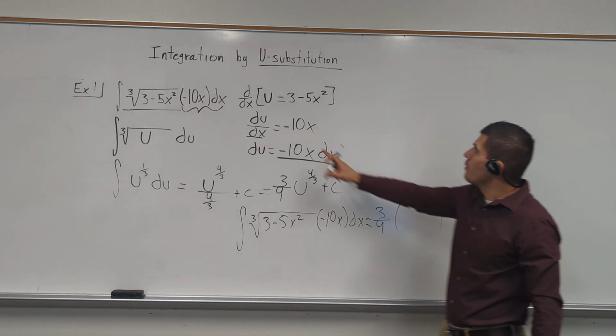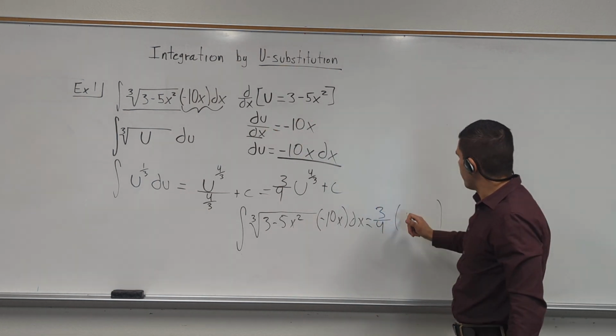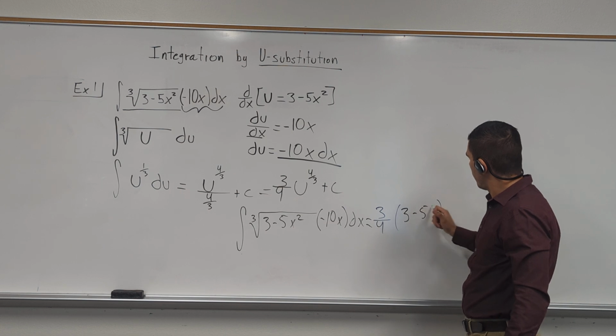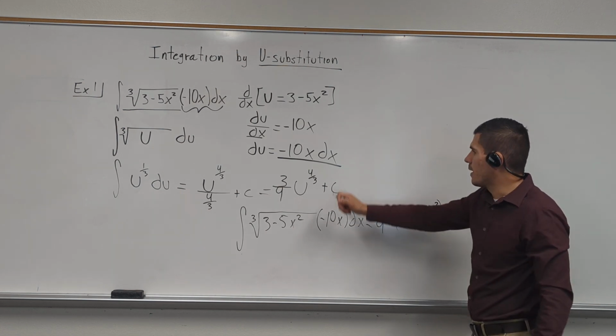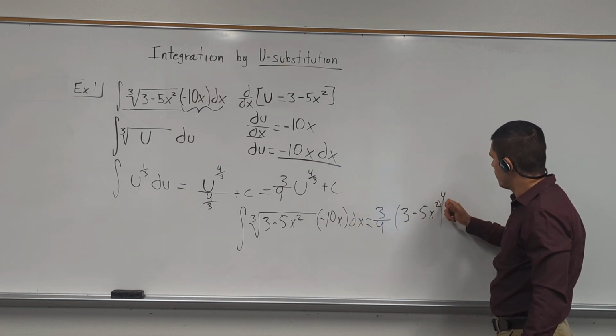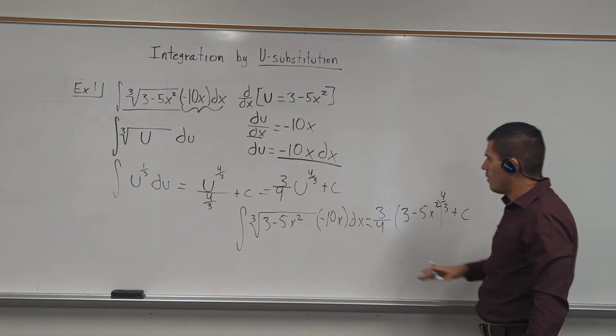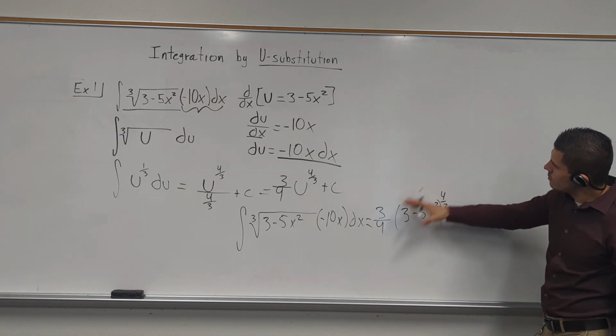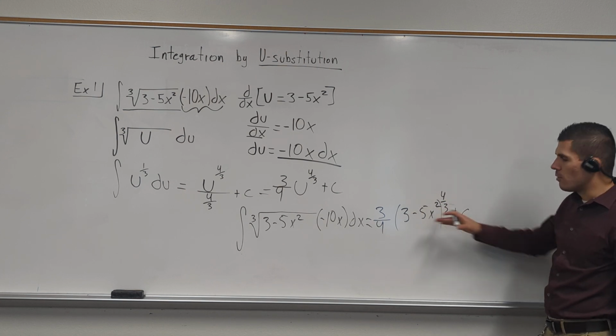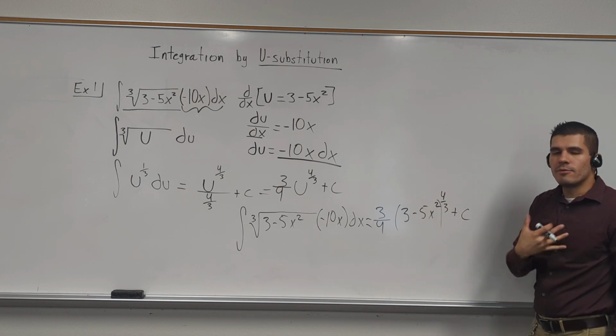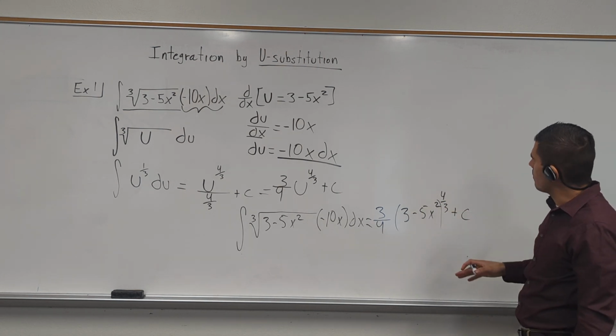Well, u, if you remember, u is equal to 3 minus 5x squared. And in this case, it's to the power of 4/3 plus c, which is a perfectly acceptable answer. There is a way for you to rewrite this in terms of a cubed root. At least for me, I'm totally fine with you leaving it as a power of 4/3.